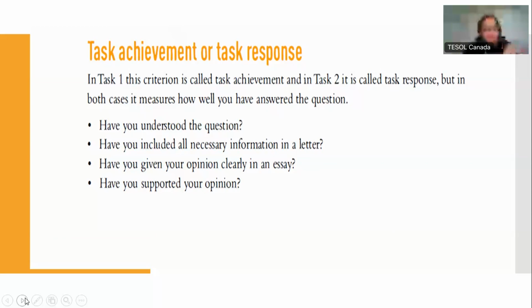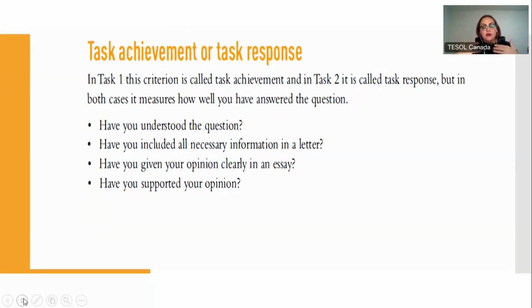So have you understood the questions? Have you included all necessary information in a letter or in a diagram or in a graph? Have you given your opinion clearly in an essay? Have you supported your opinion? So that's task achievement or task response. Actually, the examiner reads your whole writing just to check if you correctly answered the task.